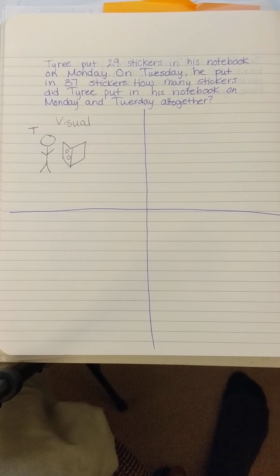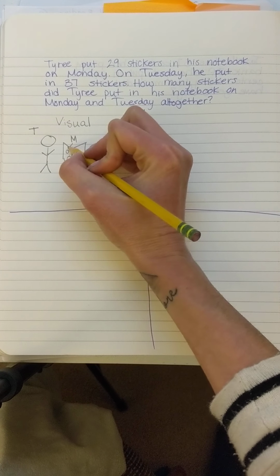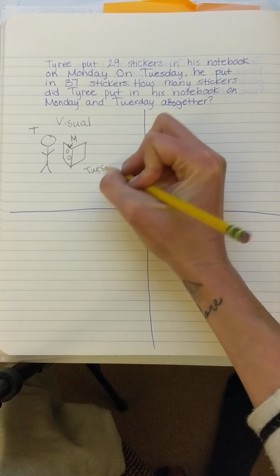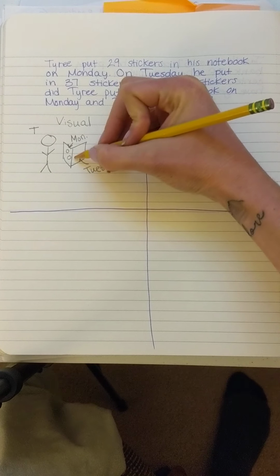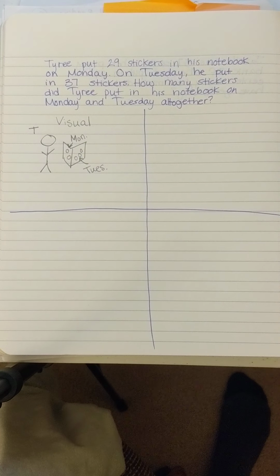On Tuesday, he put in some stickers. Okay, well, I know Monday he put some. And then Tuesday, maybe I'll put the whole abbreviation for that so I know what it stands for. Tuesday, he put some. So it's like the next day he put some more. Okay. How many, oh, I don't read the question yet. I'm just figuring out what's happening in the math story.